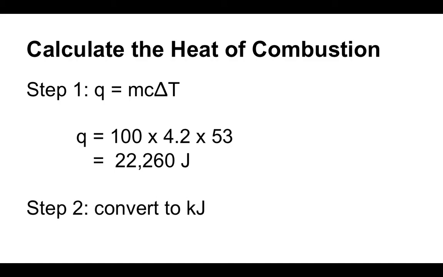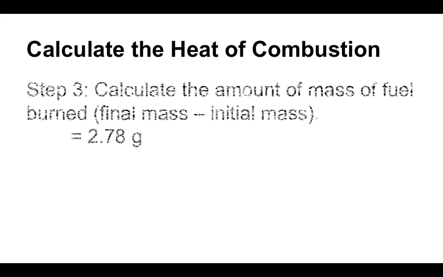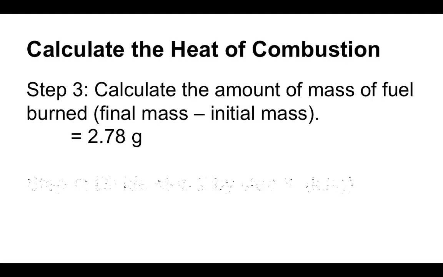Step 2 is to convert to kilojoules. Well, we have 22,260 joules. We're going to convert that to kilojoules. All we do is take that number, divide by 1,000, and we get 22.26 kilojoules. Step 3 is to calculate the amount of mass of fuel burned, final mass minus initial mass. Well, I didn't tell you the final and initial mass. I just told you the amount of mass of the fuel burned, which is 2.78 grams.